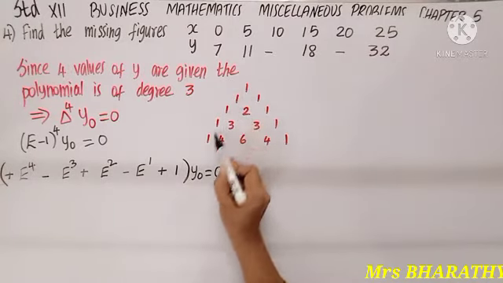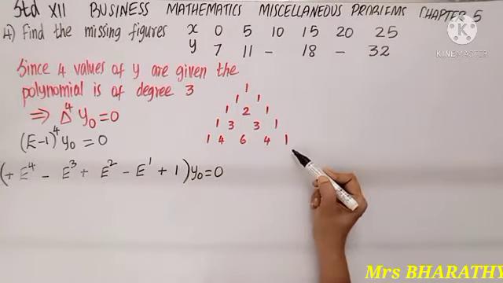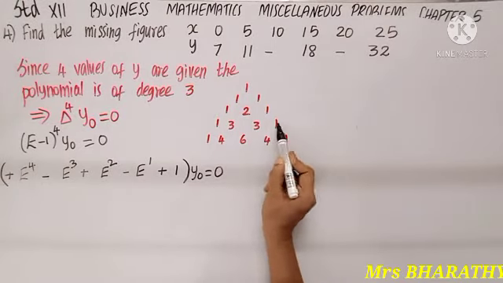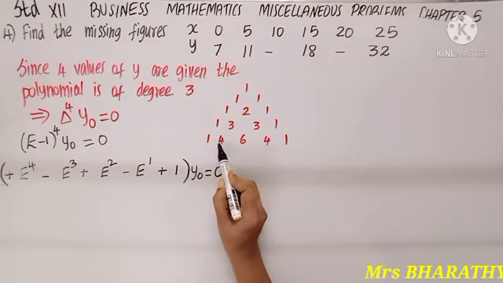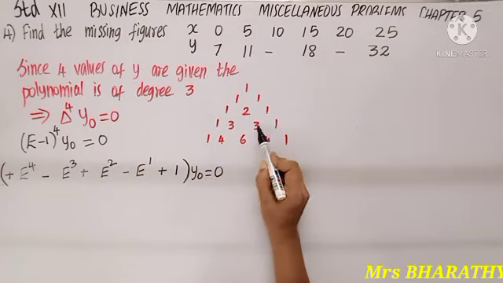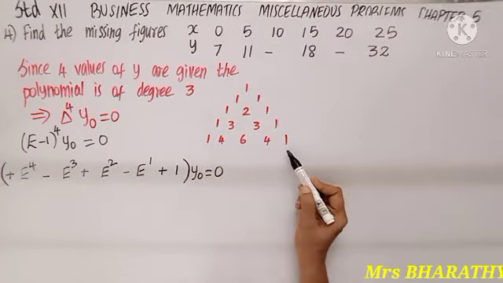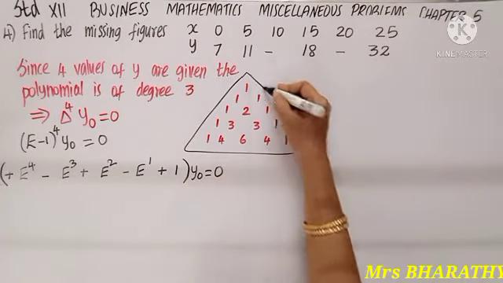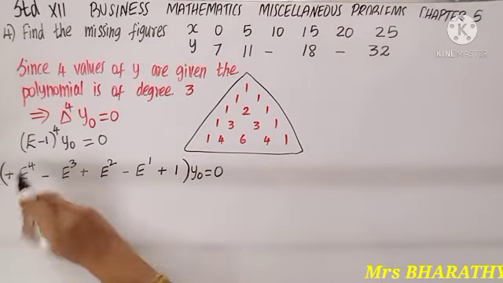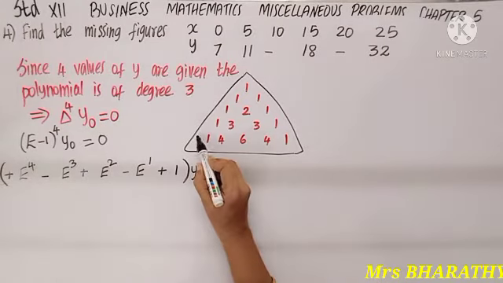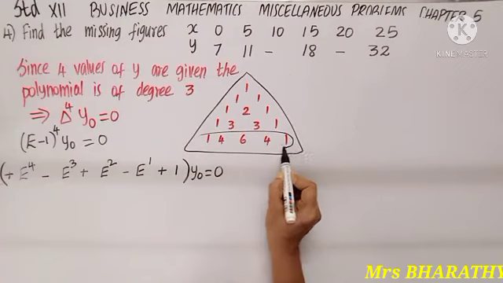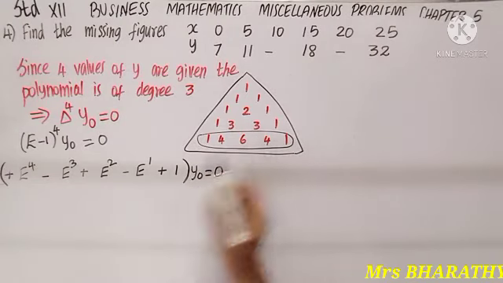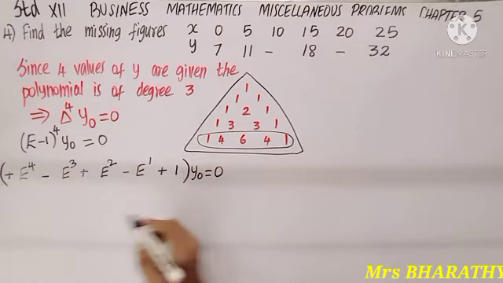All the time in the two corners we put 1. 1 plus 2, 3. 2 plus 1, 3 and 1. 1 plus 3, 4. 3 plus 3, 6. 3 plus 1, 4 and 1. So using Pascal's triangle, our question is having the power 4. So we use these values: 1, 4, 6, 4, 1 are the coefficients to be put here.